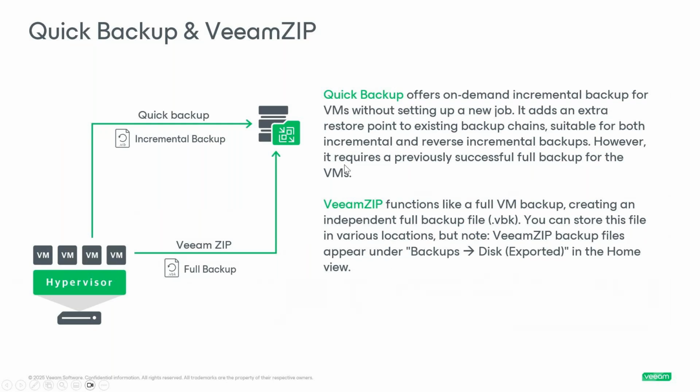If you need to create an incremental backup on demand without having to create a backup chain, you'll be able to leverage quick backups. It does require, however, a successful backup for the VM first. Same thing for a full backup. If you need to generate one on demand, you'll be able to just use Veeam Zip, and those will allow you to create these types of backup instantly on demand.